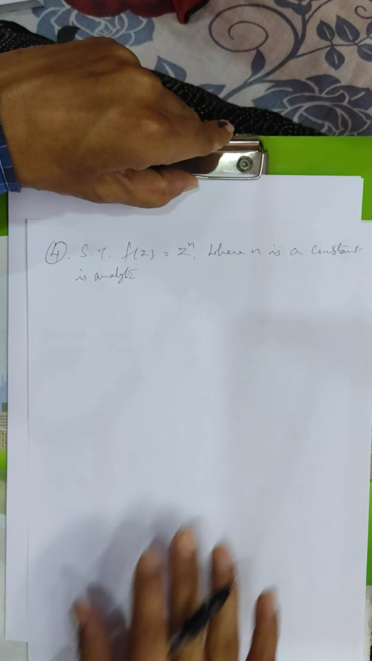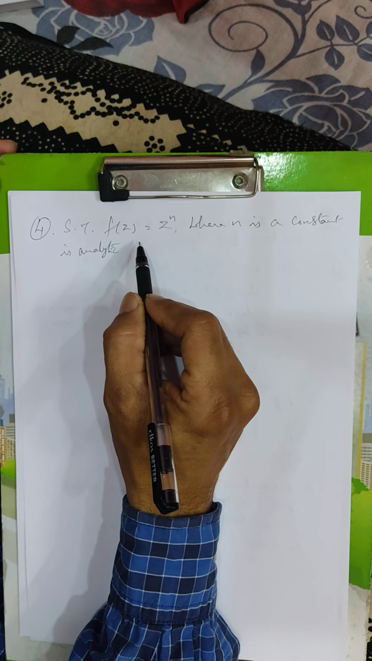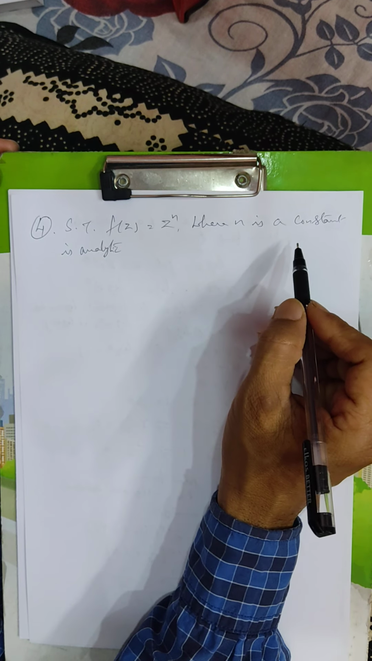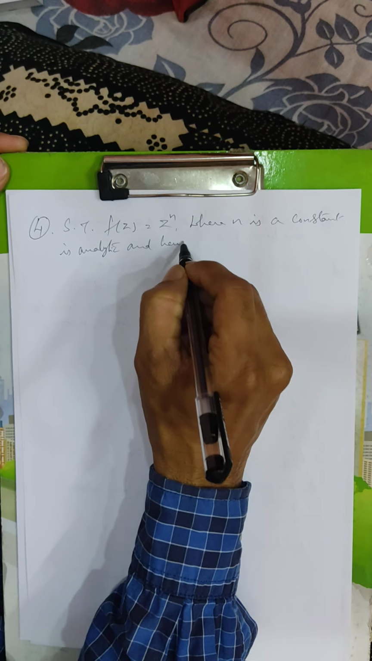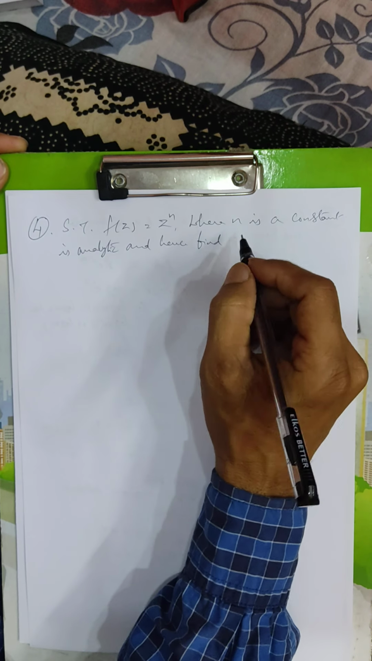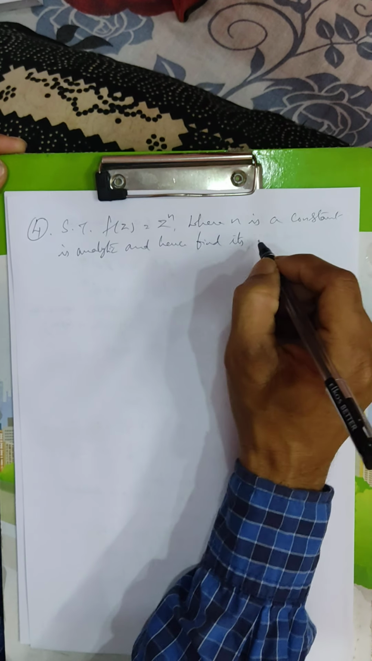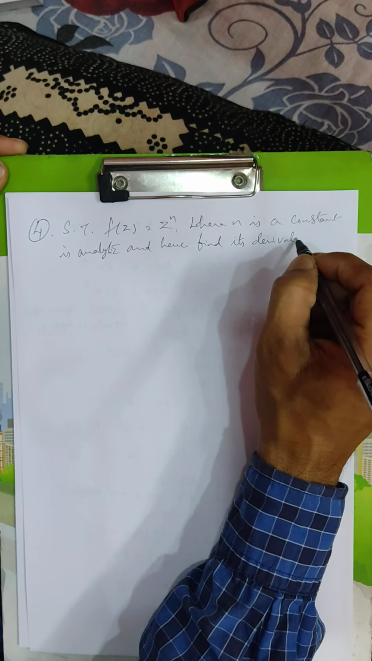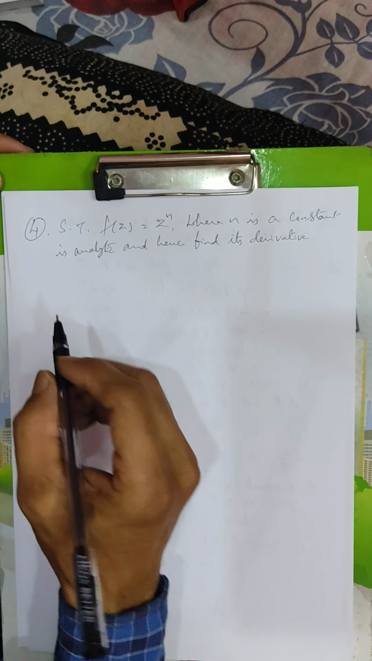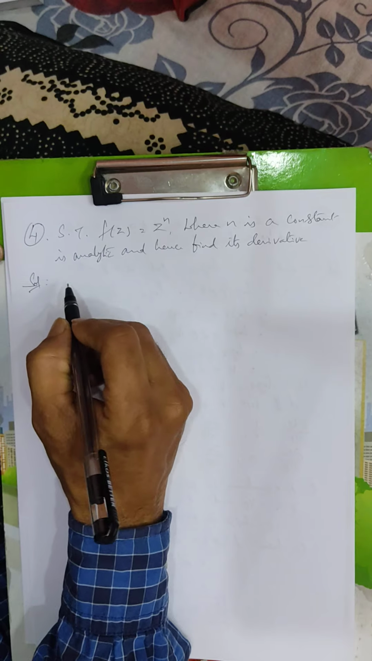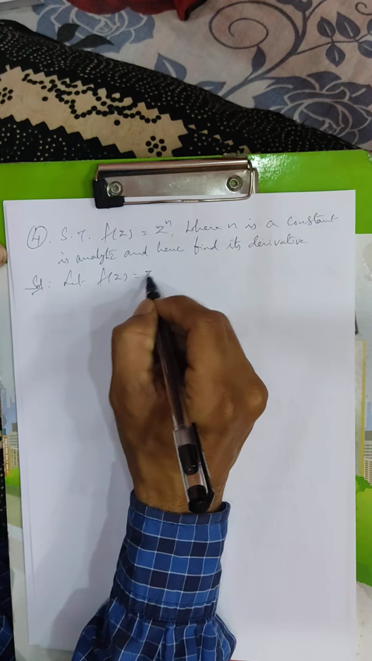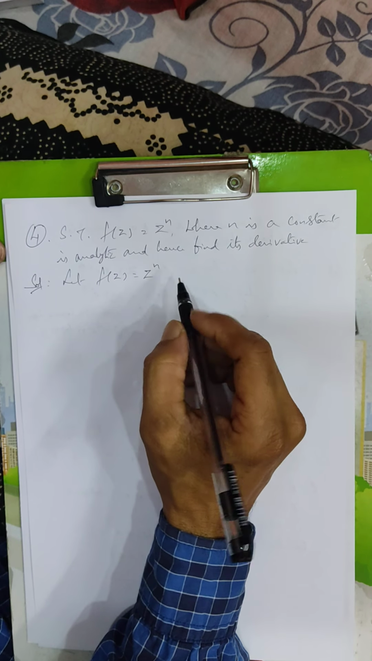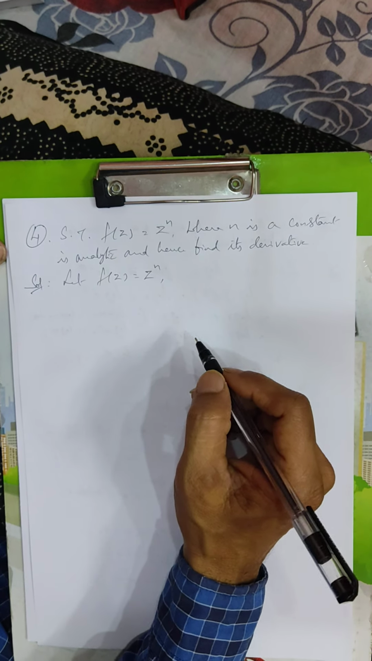Next, fourth problem. Show that f of z is equal to z power n, where n is a constant, is analytic, and hence find its derivative. Solution. Let f of z is equal to z power n.